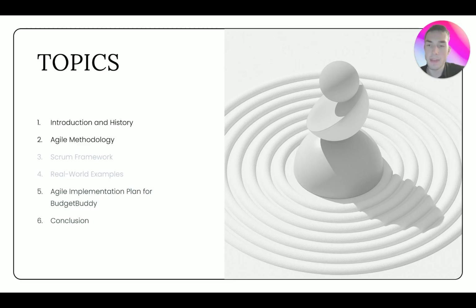So Scrum is a sub-methodology of Agile. And we're going to look at some real-world examples of companies that have implemented Agile practices to improve their project management. Then finally, in part three, we're going to take a look at an Agile implementation plan for our hypothetical BudgetBuddy personal finance app. And then we're going to wrap up by taking a look at the benefits of Agile over other project management methodologies.